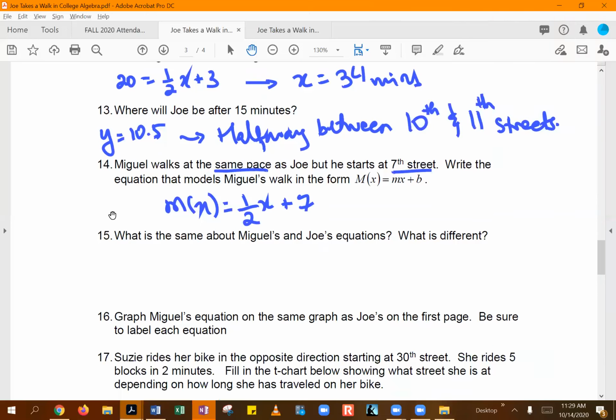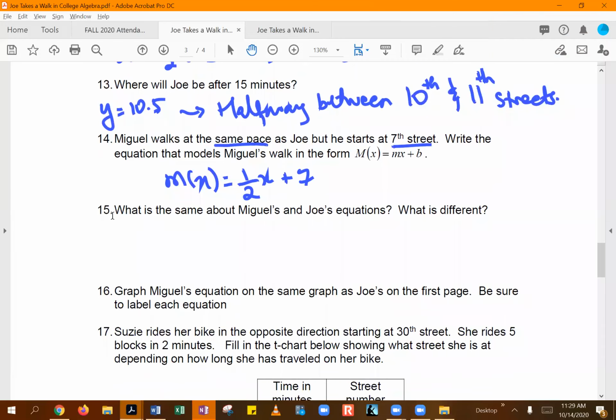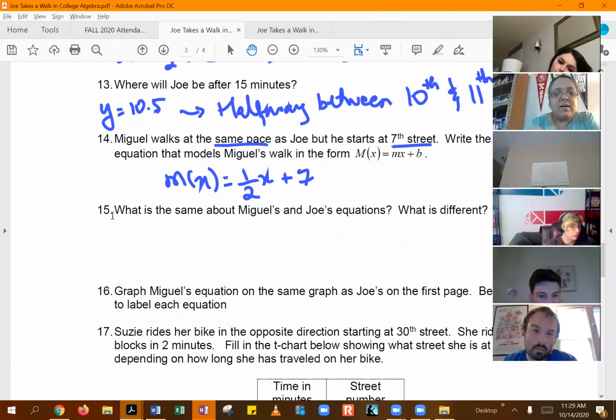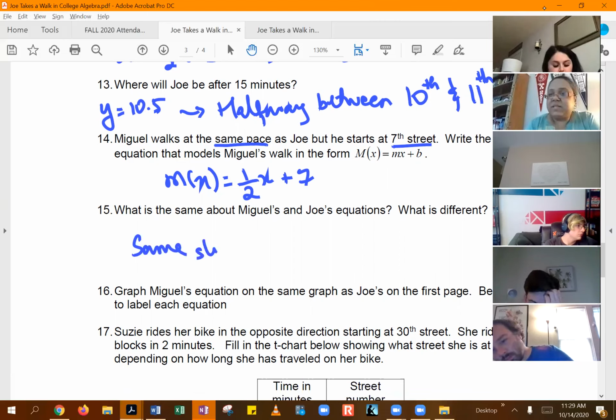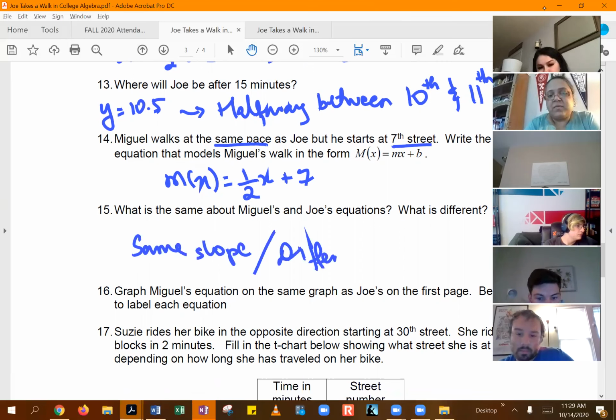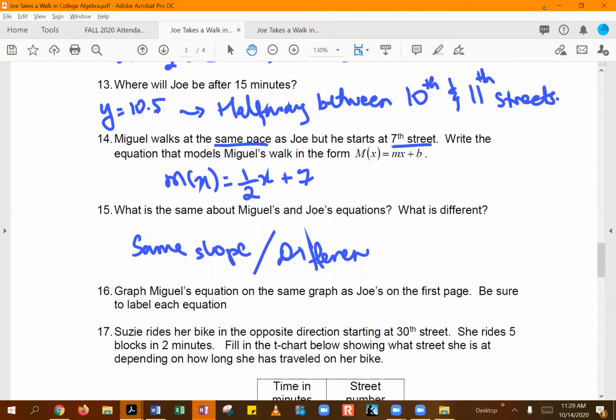So they want to know what is the same and what is different about Joe and Miguel's equation. So same, of course, is the slope. So they have the same slope, which in this case ends up becoming the same pace. And they will have different starting points. So that will be different y-intercepts.